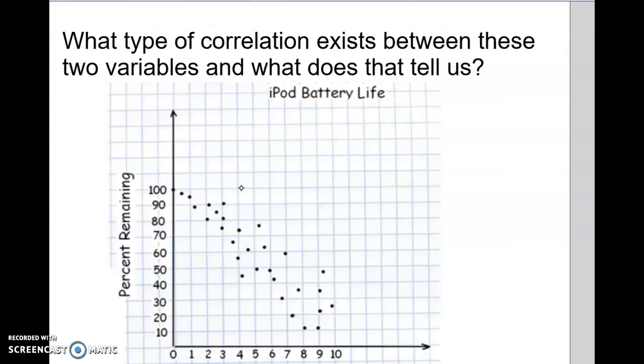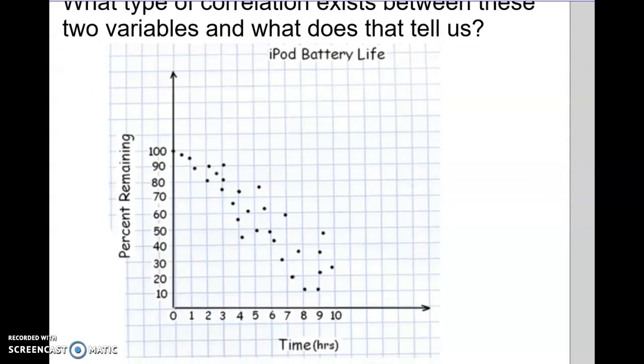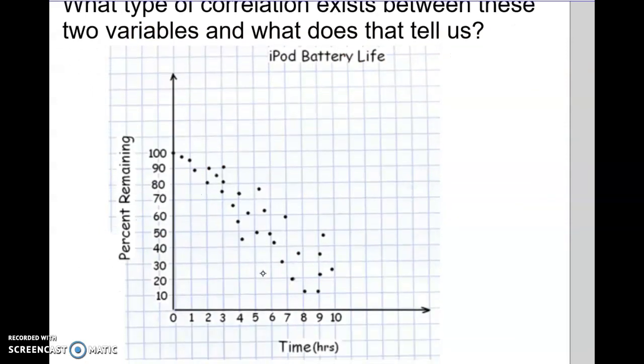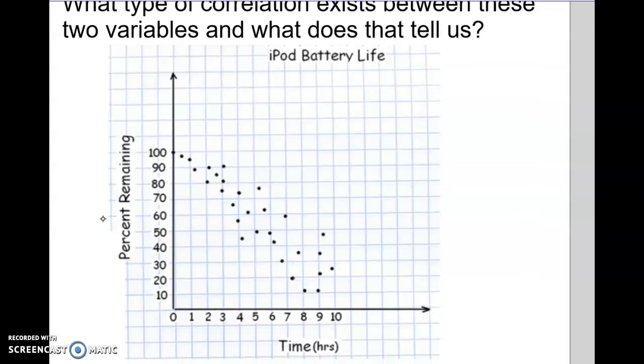Here's another one. This one is maybe more related to your life, where we've got, say, your phone, okay, and how many hours you've been using it and what percent of battery life is remaining. So we took all your phones in this class and how long you've had them on and how much battery is being used. We might get a graph like this. So my question is, what type of correlation is this and what does it tell us?